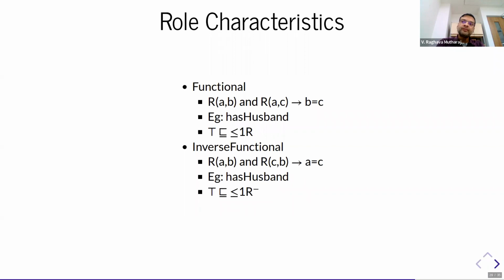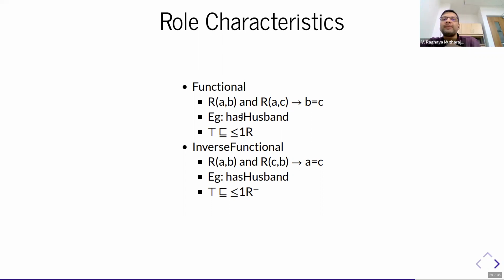Okay. So this could probably be new, which is functional and inverse functional. If you say that R is a functional property, then this is what it means. A is related to B through R, and A is related to C through R, then that means B is same as C. So if you make R functional, and if these two hold, then you can automatically infer that B is same as C.